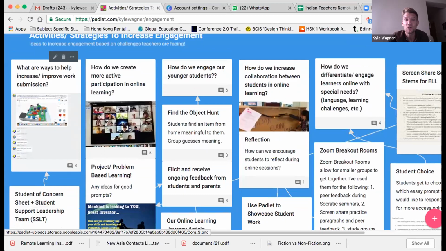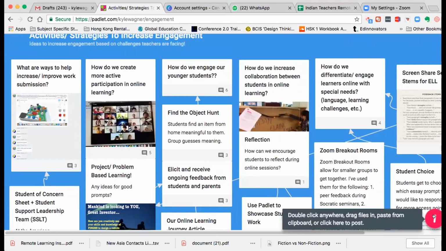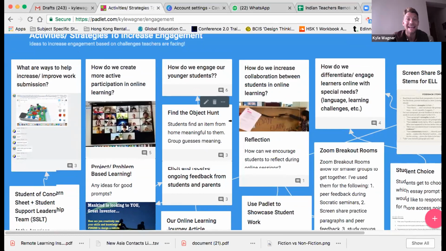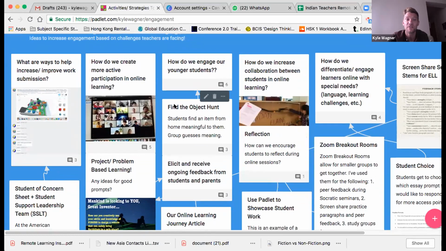Anybody can join this. So if you want to hit the plus button, you can add any ideas you have, and these resources are available for you as well. Okay, so that is the Padlet. All right. I'm going to stop sharing that because it's taking up a lot of my bandwidth, unfortunately.